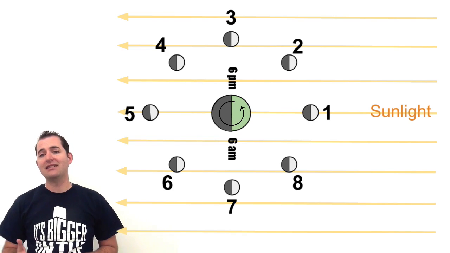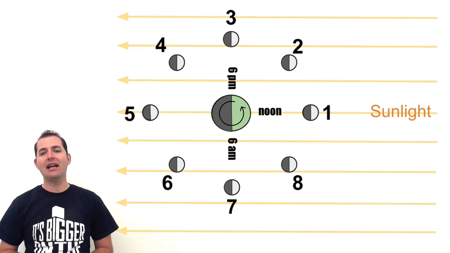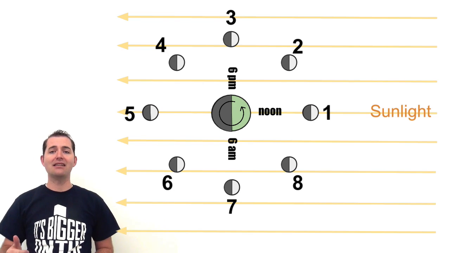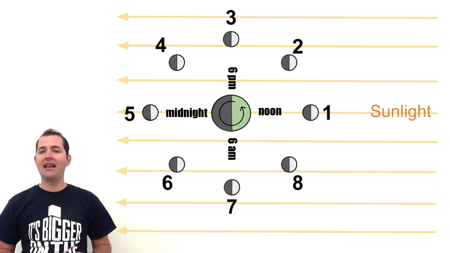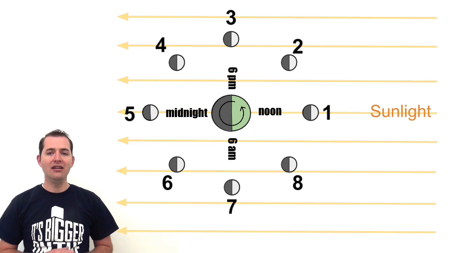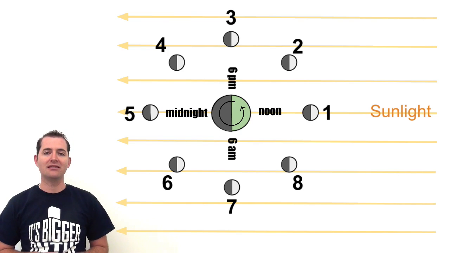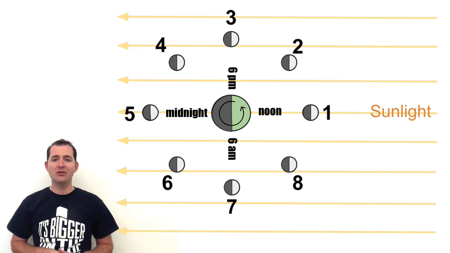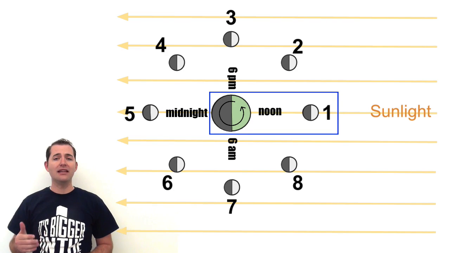Now halfway between 6 a.m. and 6 p.m. is noon, and halfway between 6 p.m. and 6 a.m. is midnight. If we add these additional points to our model, we can begin to identify when we would see these different moon phases. For example, if we look at location 1, which is the new moon, we can see that it should be directly overhead at noon in the middle of the day.